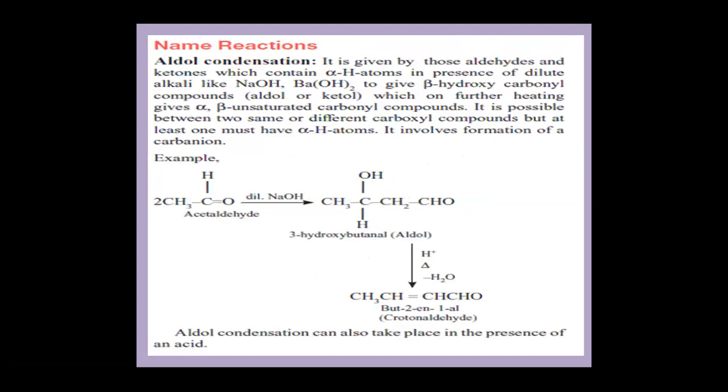Named reactions. Aldol condensation. Remember that aldol condensation is answered by aldehydes which contain alpha hydrogen atoms. When two molecules of acetaldehyde are treated with dilute sodium hydroxide, it forms aldol, that is 3-hydroxybutanal, followed by decomposition gives crotonaldehyde, that is but-2-en-1-al. Aldol condensation can also take place in the presence of an acid.